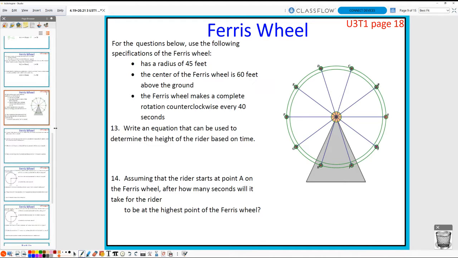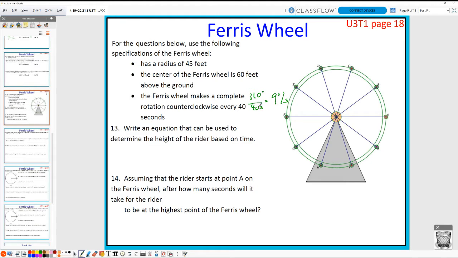Now here's another concept. I don't think it's a hard concept per se. It's pretty straightforward, I think. But before we get to that, we'll just do this problem. The 13 is important, so let's take a look. Radius of 45, center of the wheel is 60 feet above the ground, makes a complete rotation every 40 seconds. Let's do this calculation real quick. 360 over 40, that's going to be 9 degrees per second.